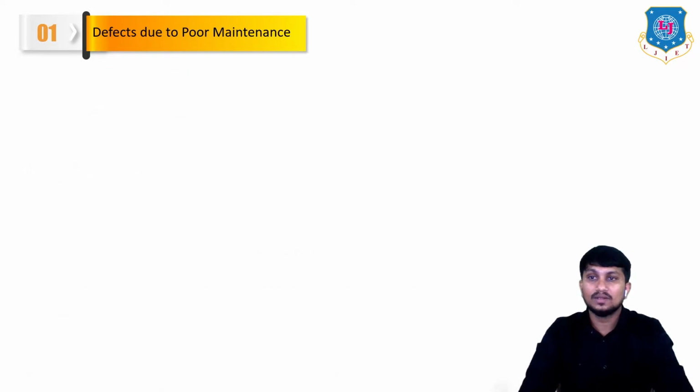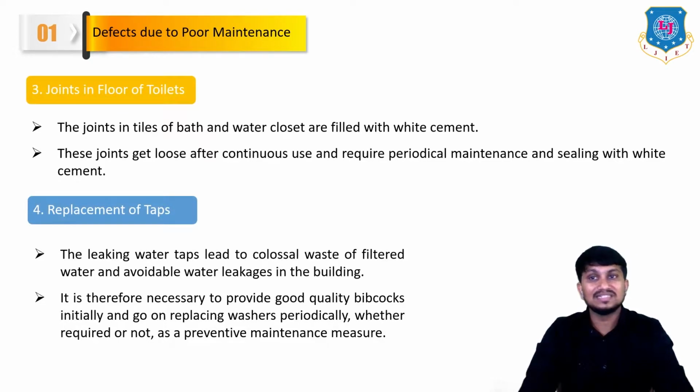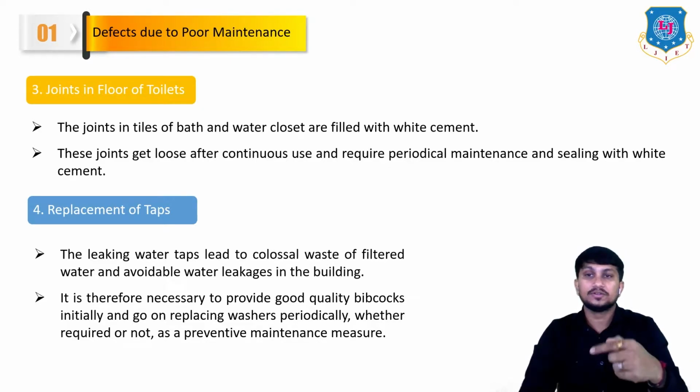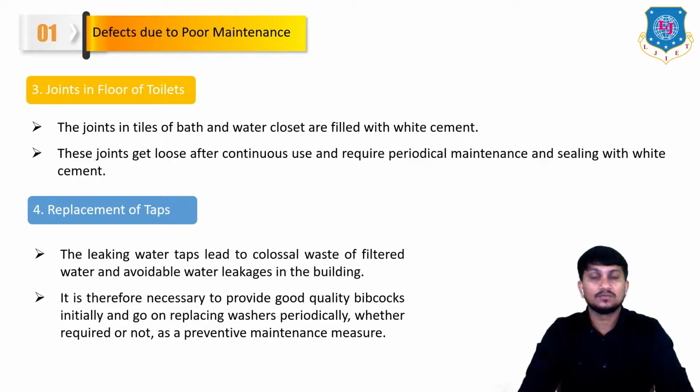The third is joints in floor of toilets. The joints in tiles of bath and water closet are filled with white cement. These joints get loose after continuous use and require periodical maintenance and sealing with white cement. So this type of maintenance should be done periodically to reduce the chances of water leakage.